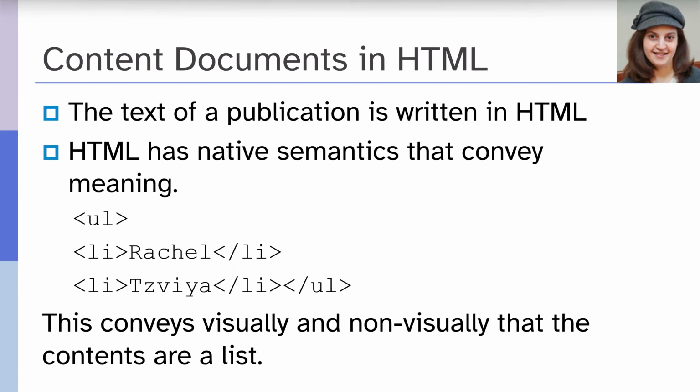This conveys visually and non-visually that these contents are a list. So if we were doing this for just visual rendering, this would be displayed on a browser or in the EPUB reading system as a bullet list. But what this also enables is for somebody who's using assistive technology to have this read aloud in exactly the way that I just did. It would say unordered list, list item Rachel, list item Svea.